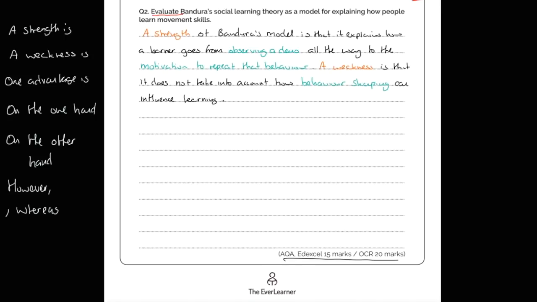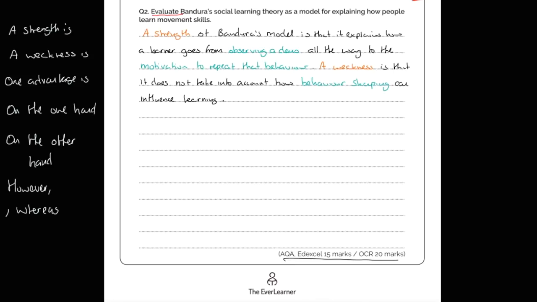So let's have a look at sentence number 1. A strength of Bandura's model. So I'm immediately evaluating. Notice I haven't bothered with an introduction here. A strength of Bandura's model is that it explains how a learner goes from observing a demo all the way to motivation to repeat that behavior. A weakness is that it does not take into account how behavior shaping can influence learning.